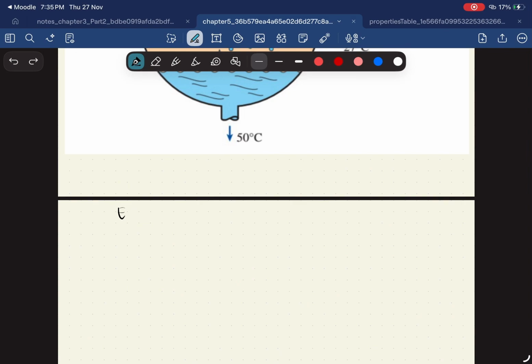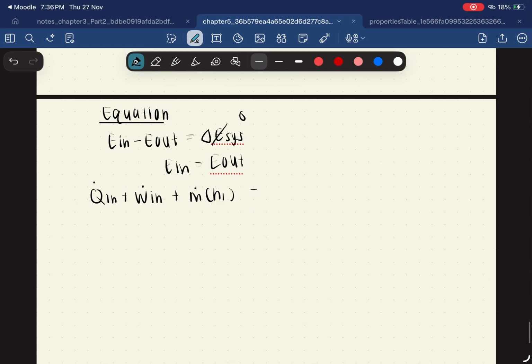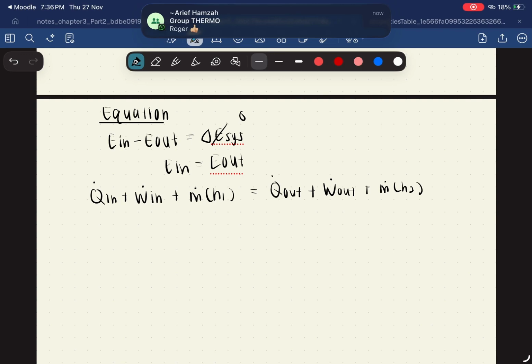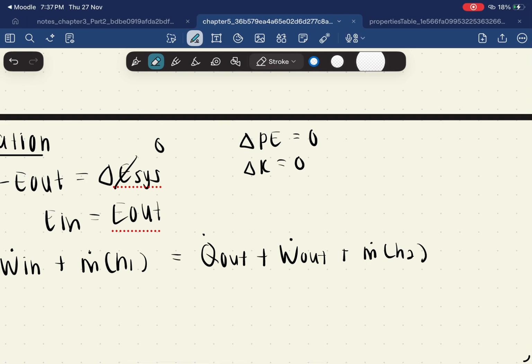Next, we will do the equations. We know this problem will be steady, so energy going inside is equal to energy going outside. Write the full equation: Q in plus W in plus m dot h1 equals Q out plus W out plus m dot h2 out. Now we consider the potential energy equal to 0 and the kinetic energy equal to 0, so we don't need to write them again.